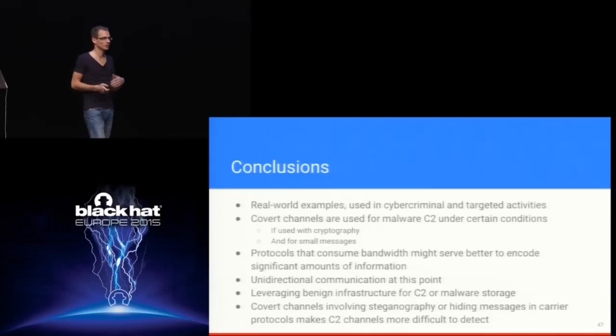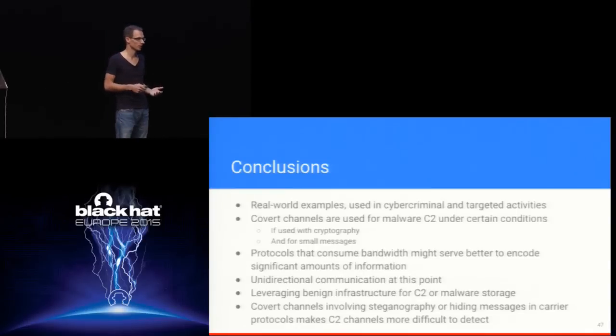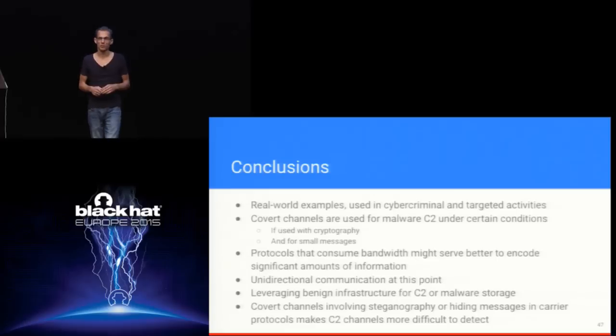So we know that they combine that with cryptography. And they do that because just hiding the information doesn't solve all your problems. If you combine that with cryptography, you actually make it difficult to signature the traffic, even traffic that is hidden. And they often do that for small messages.